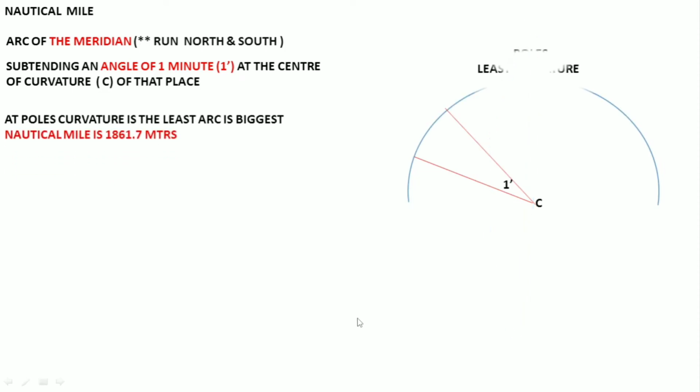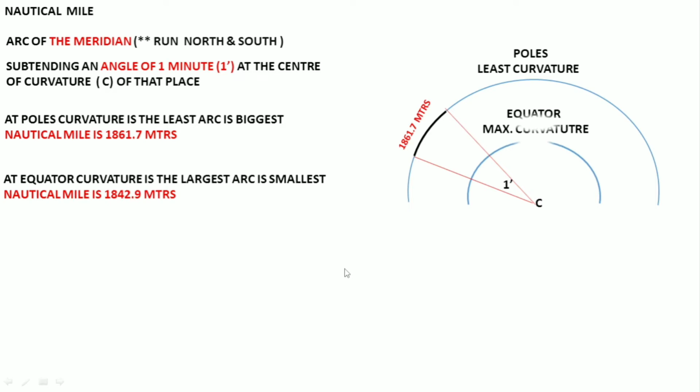When we talked about curvature, we said at the poles it is more or less flattened, so the curvature will be the least. There, the arc that an angle of 1 minute will make will be the maximum, about 1862 meters. Whereas at the equator, the circle is a perfect circle. The curvature is going to be maximum. There the arc would be the least, which is 1842 meters.